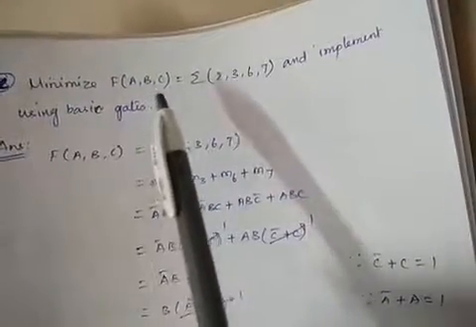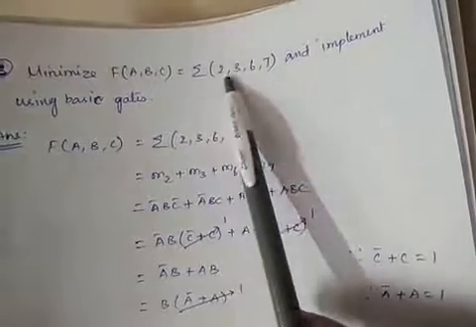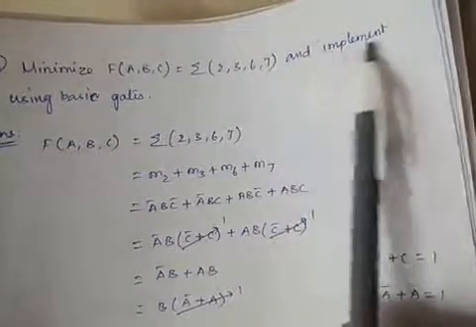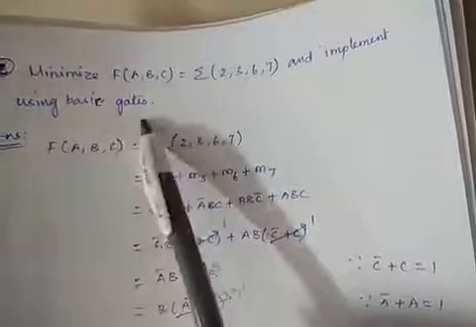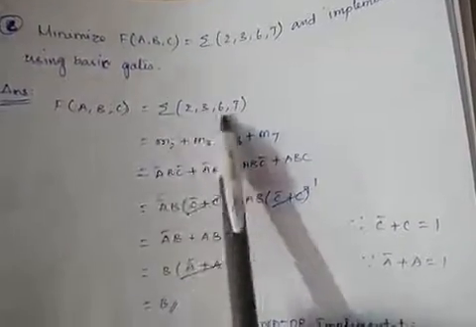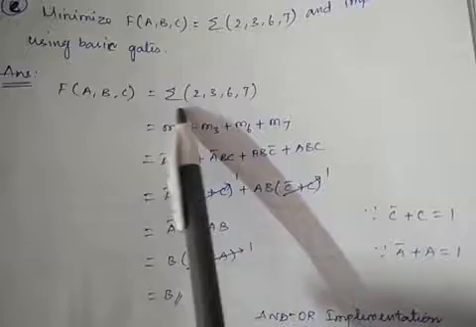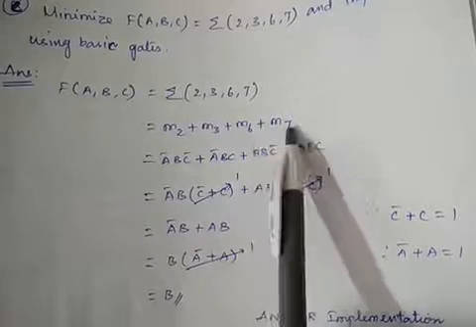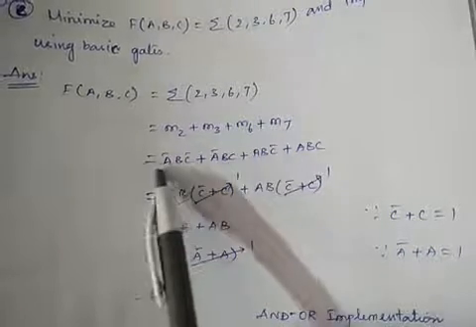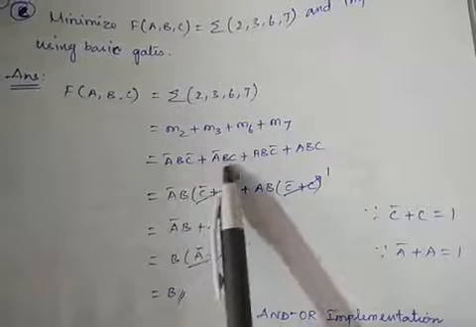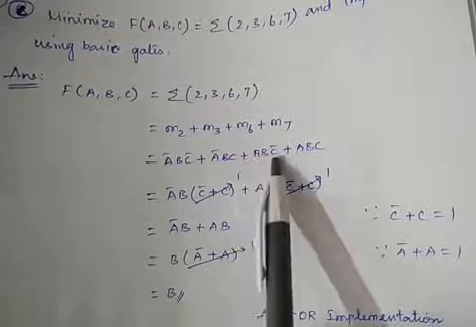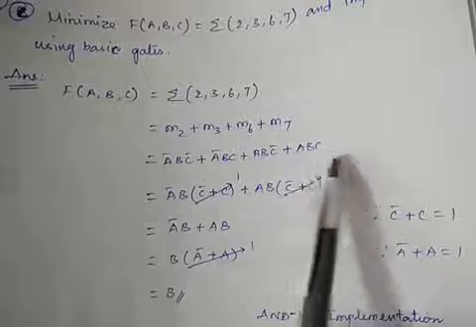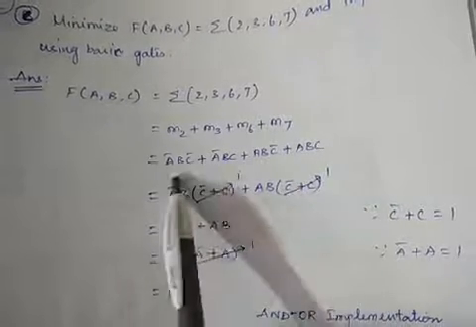Then we'll move on to the third problem, 2C. Minimize f of a, b, c equal to summation 2, 3, 6, 7, and implement using basic gates. See, these are min terms, we know. So m2 plus m3 plus m6 plus m7. So m2 means a bar b c bar, m3 means a bar b c, m6 means a b c bar, m7 means a b c. So this is the expression we got.